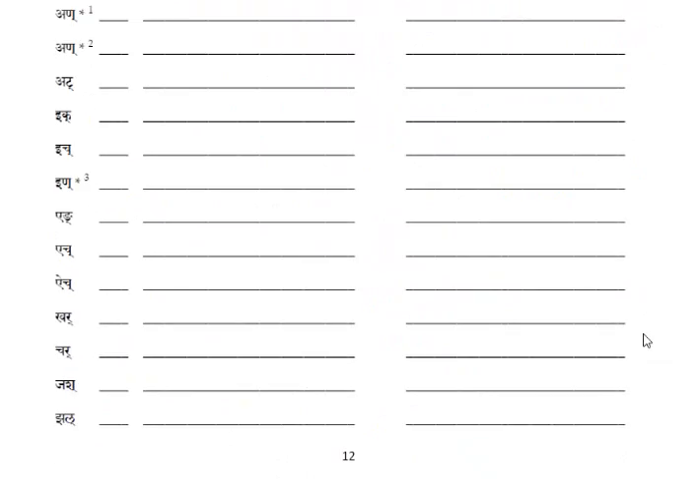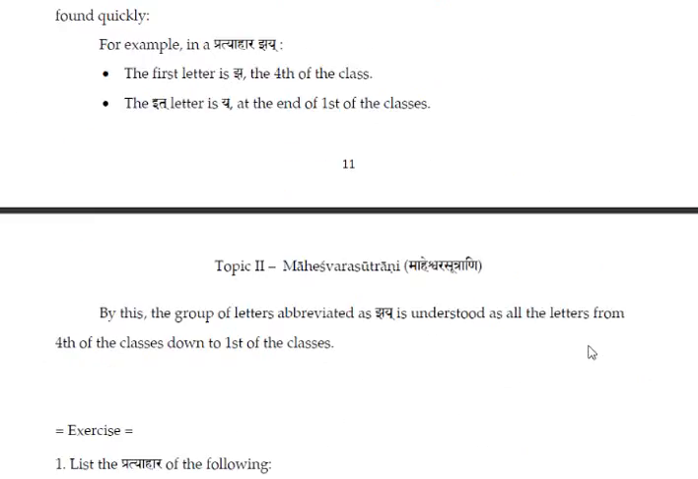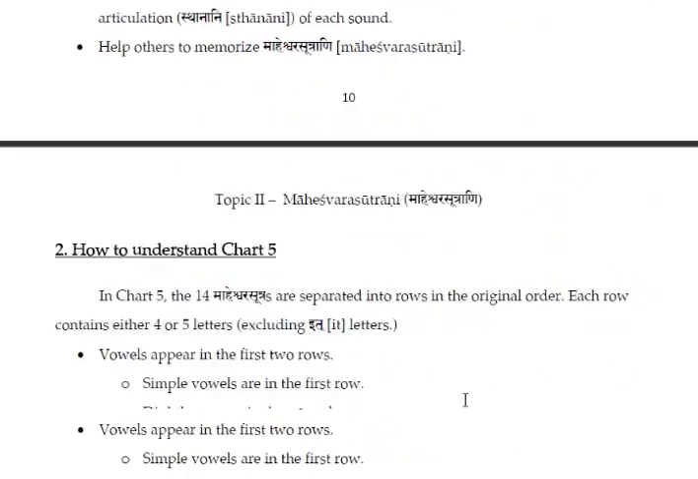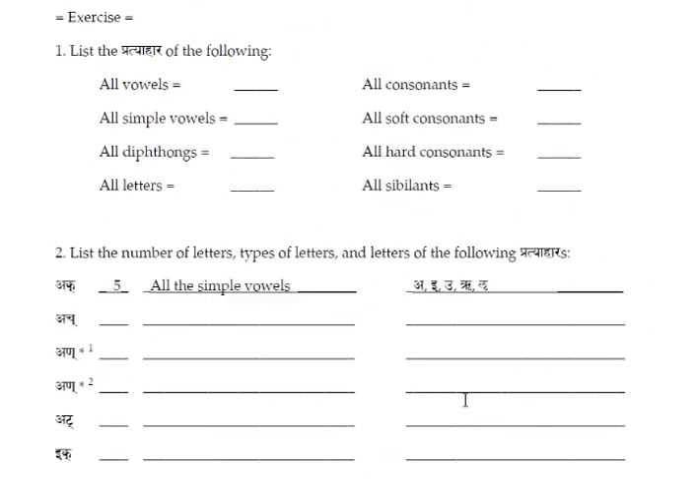Then let's pick something. Let's take hal. How many letters? Char. Five, and r, three. So five, three, eight. And how do you name them? All the letters of the first of the classes and the students, you can say. Just like that, you can do all the exercises, and then we can do them together in the next lesson.